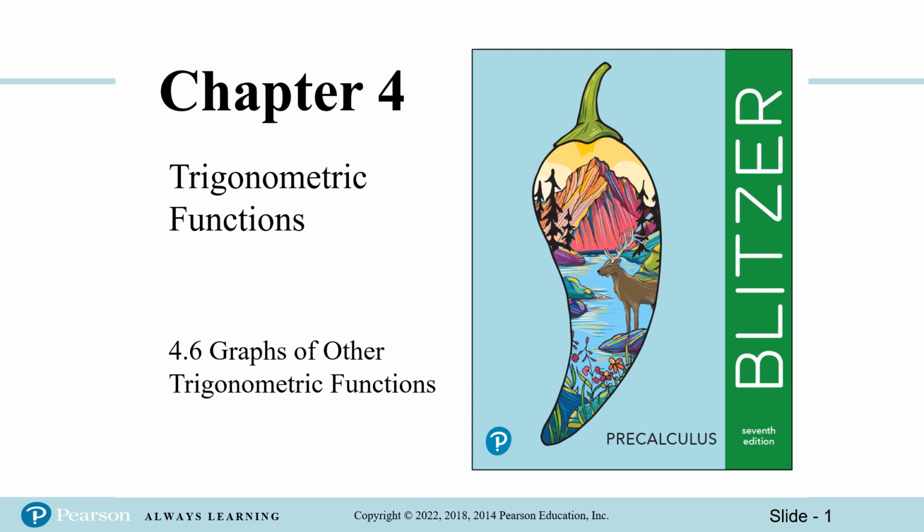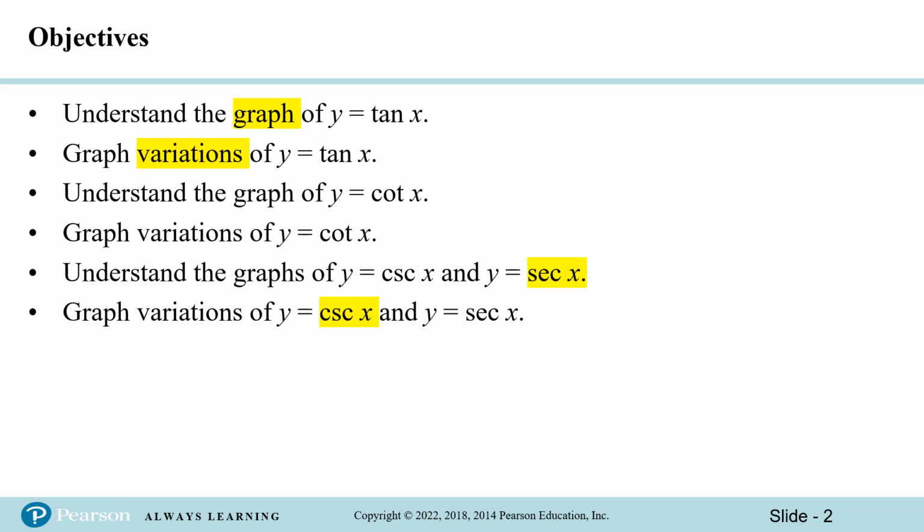All right, so in the last section, we talked about graphing the sine function and the cosine function. And the cosine function is really the sine function just shifted. Let's talk about the tangent function. We're going to talk about the tangent, the cotangent, the secant, and the cosecant functions.